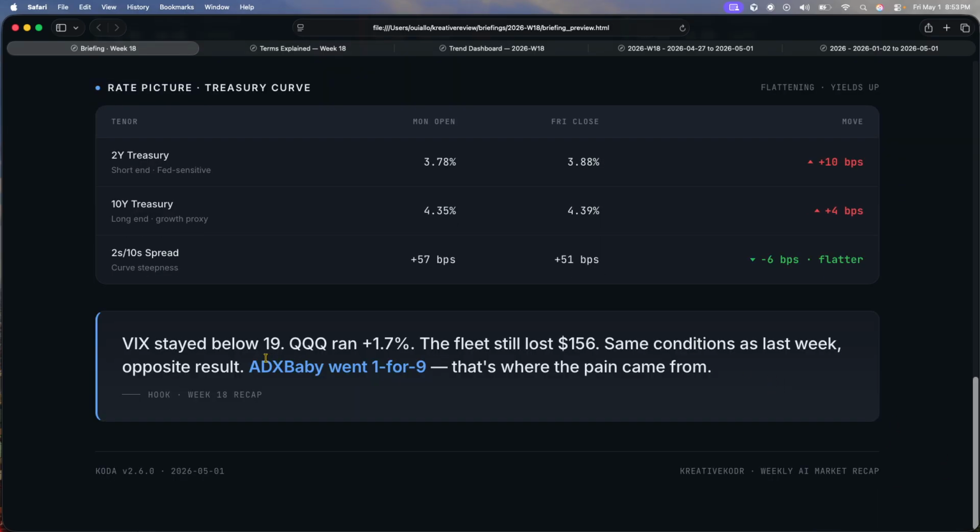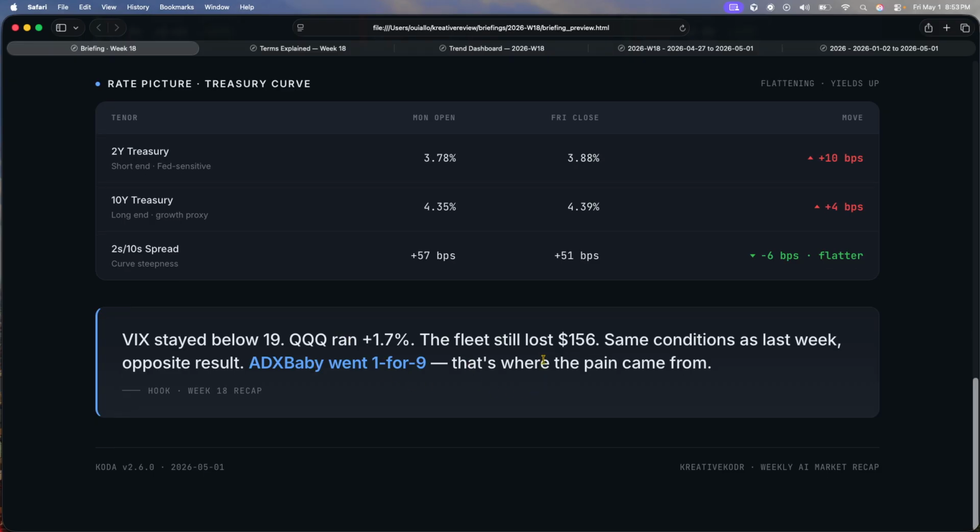So we did have VIX stay below 19. QQQ ran about 1.7%. The fleet did lose money, about $156. Some conditions were the same as last week, right? It was just the opposite results. ADX Baby, for an example, went 1 out of 9, right? And this is where the pain came from, right?